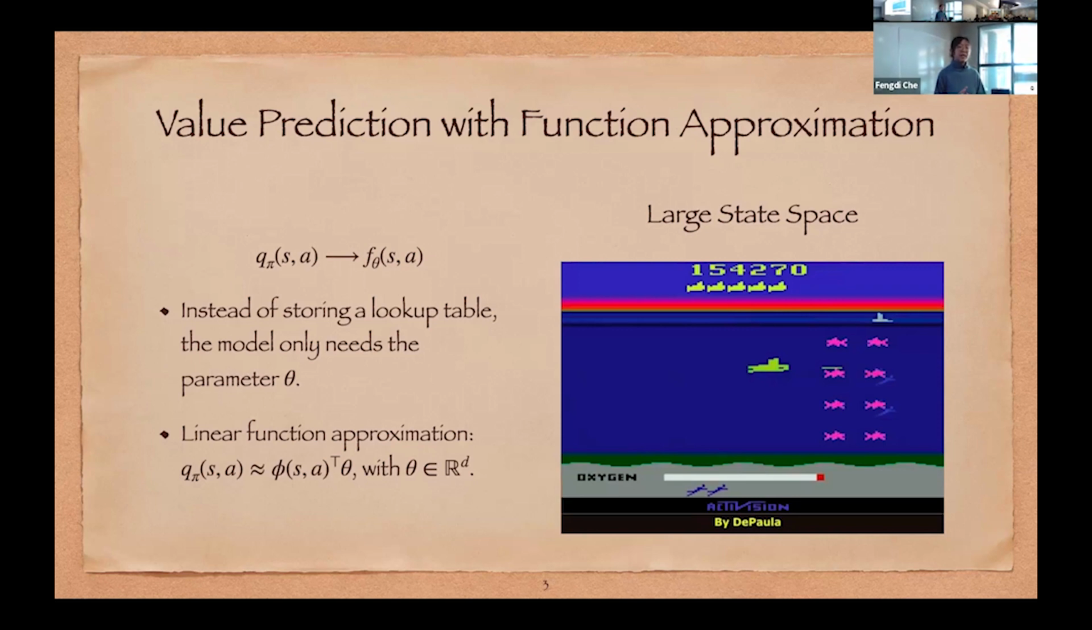So what we do instead is to use function approximation. We use a function f with parameter theta to predict value functions. It takes a state-action pair as input and outputs the predicted value directly. Here we give an example, linear function approximation. For each state-action pair, it will have some feature vector phi. And the predicted value will just be the dot product between the feature and the parameter theta. This linear function approximation is the case this work mainly focuses on.